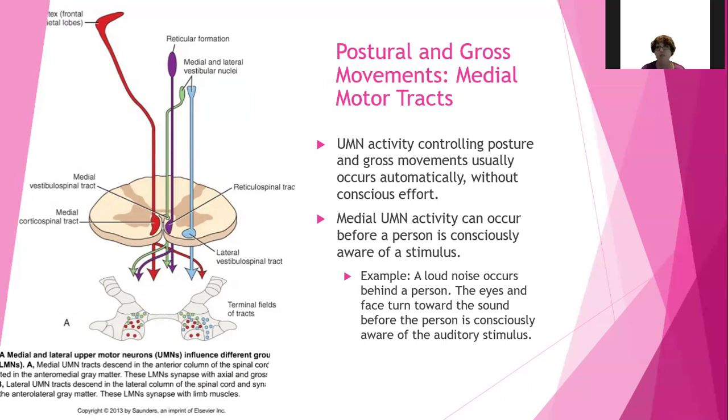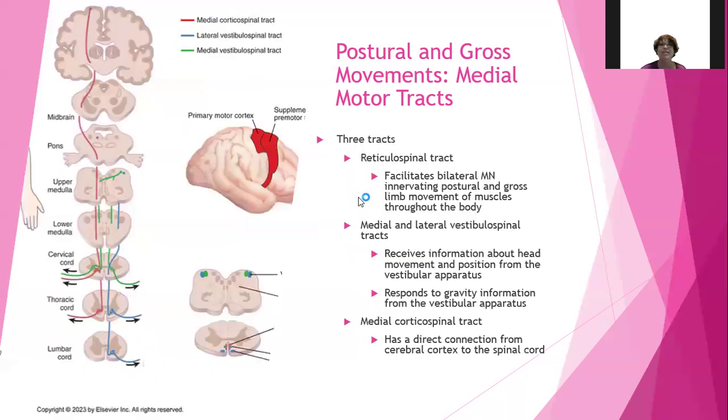I always say that the two things we all need to work on for the rest of our lives are balance and posture. So obviously you can work on it and you can strengthen muscles that contribute to good posture, but most of the time it's going on without conscious effort. So the medial upper motor neuron activity can occur before you're actually consciously aware of a stimulus. So the example that they give in the book is there's a loud noise behind you, and your eyes and face turn towards the sound before you're even consciously aware of the auditory stimulus. So it happens super fast, like faster than we can talk about, actually.